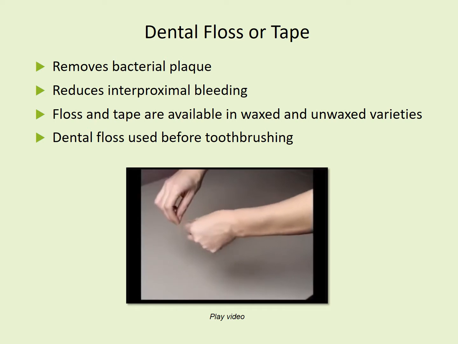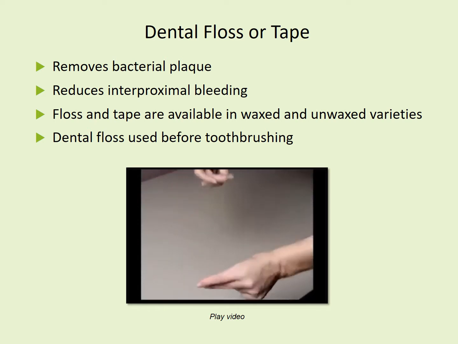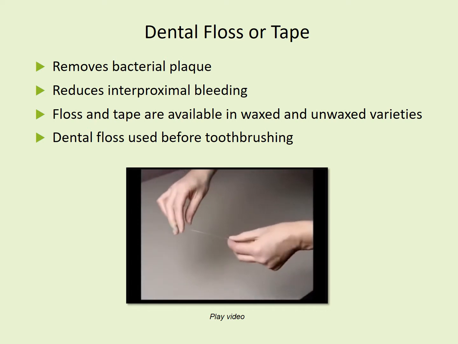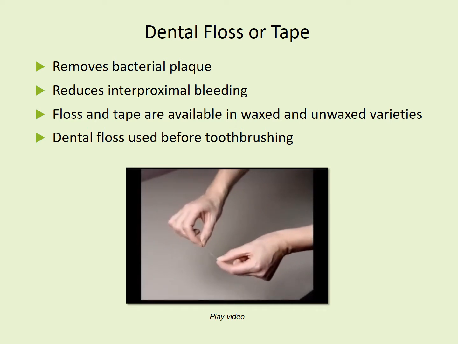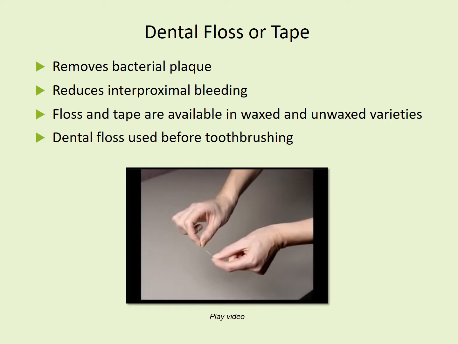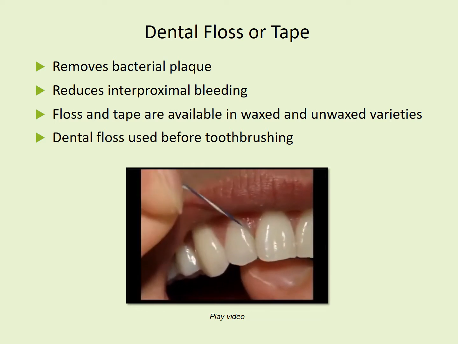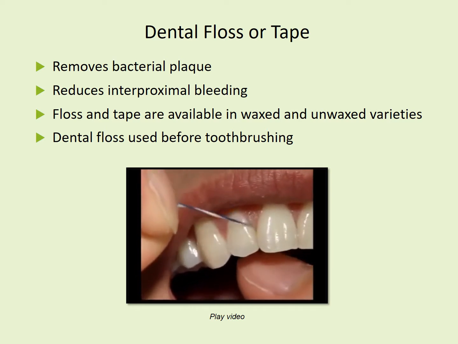Wind 18 inches of floss around the middle fingers of each hand, leaving about 5 inches between your hands. Pinch the floss between your thumbs and index fingers, and leave about 1 inch in between to work with. Gently guide the floss down between the teeth using a side-to-side motion.